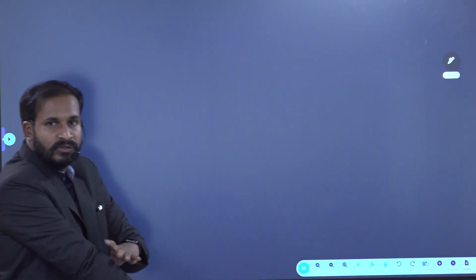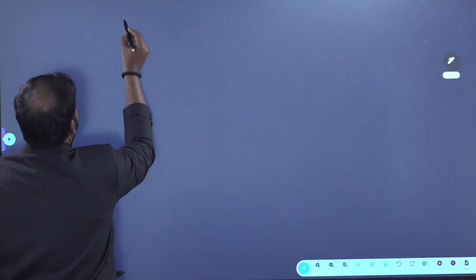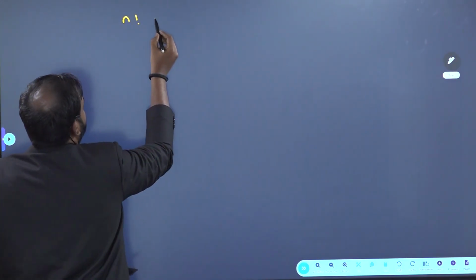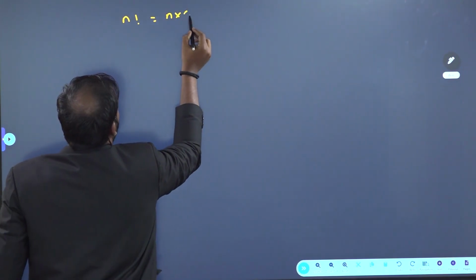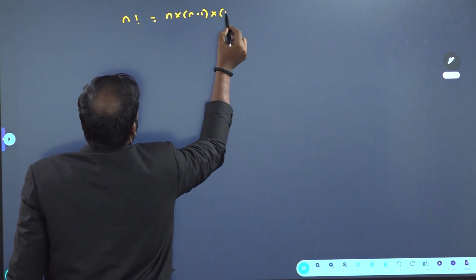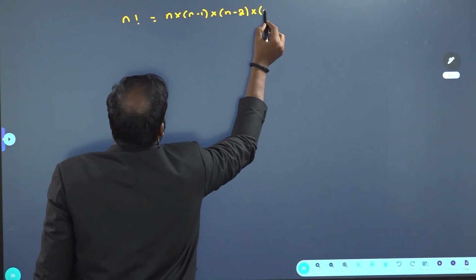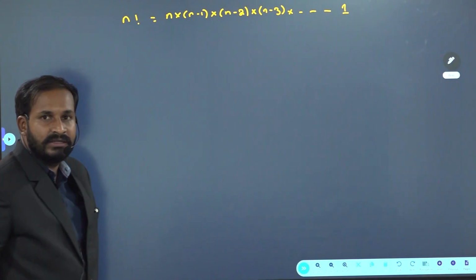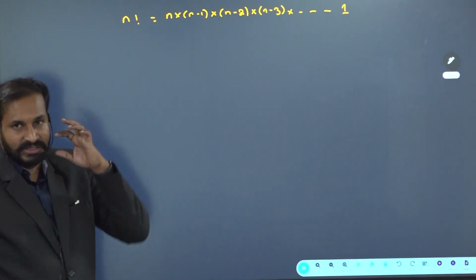Now, first and foremost thing, factorials. You should know how to write the factorials. In general, how will we write the factorial? N factorial means n into n minus 1 into n minus 2 into n minus 3, and so on up to 1. So we will write the product of numbers like this.